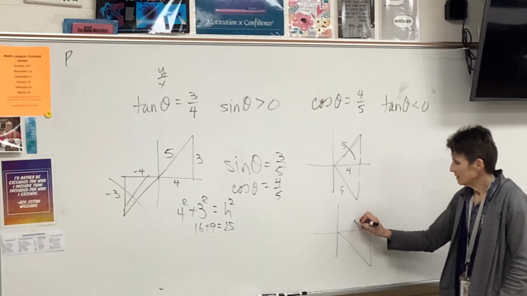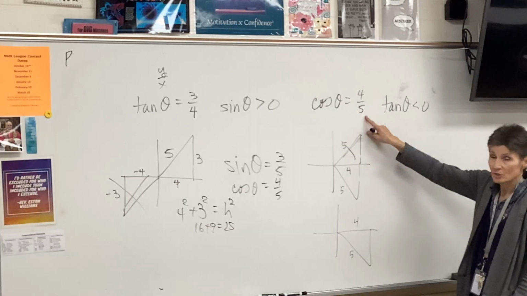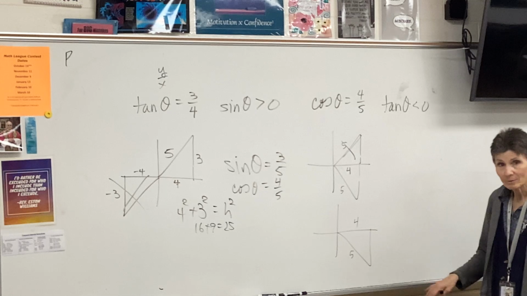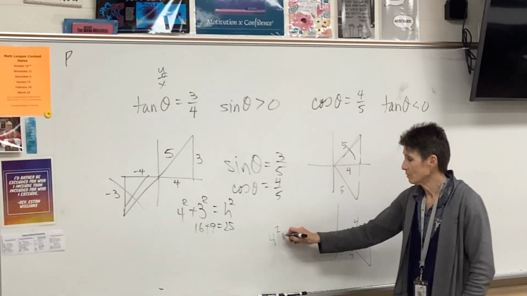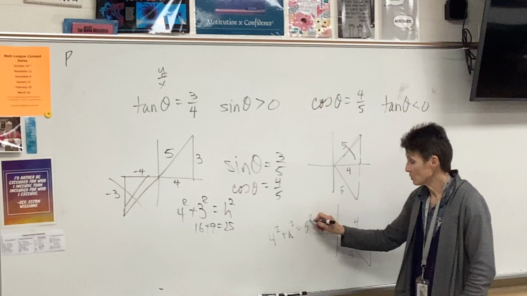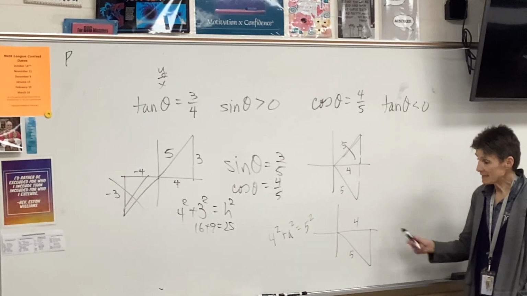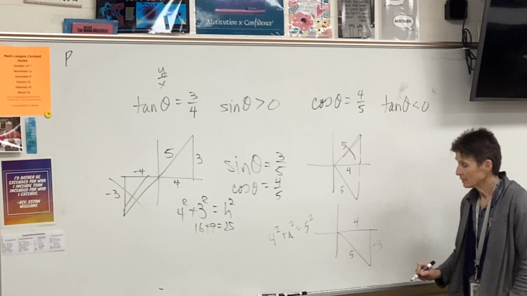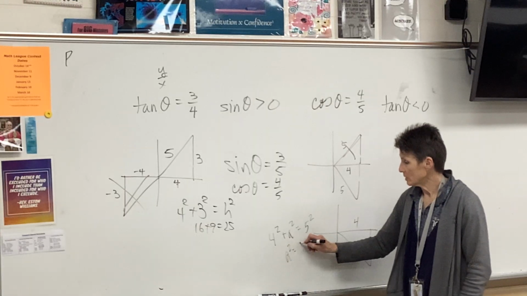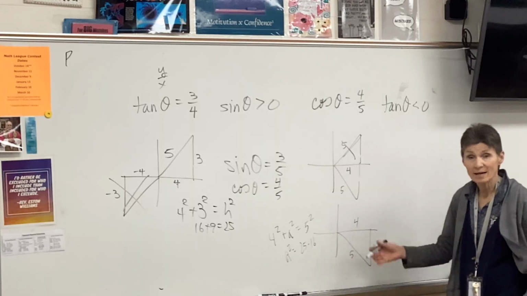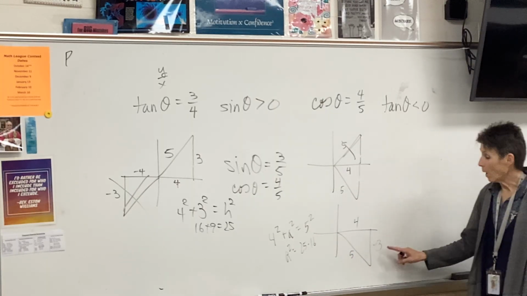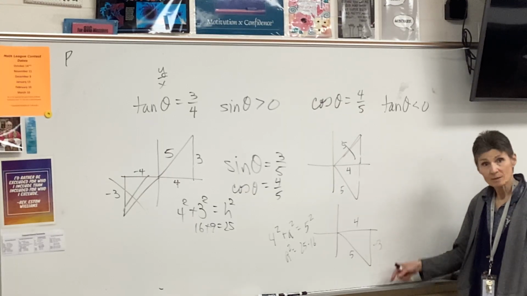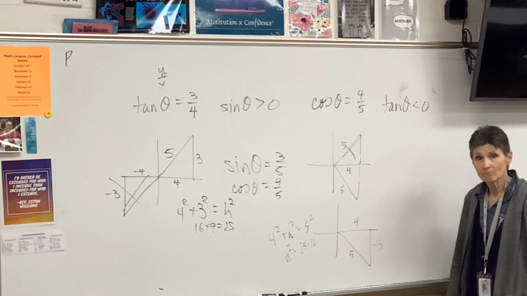Quadrant 4, adjacent over hypotenuse, x over r is 4/5. So I'm going to do my Pythagorean theorem. This time it's going to be 4 squared plus a squared equals 5 squared. And it's actually a triangle very similar to that. This is going to end up being -3, because I'm going to have a squared equals 25 minus 16, which is 9. The square root of 9 is 3. Why did I make it negative? Because it's down in quadrant 4, and opposite y is negative in quadrant 4.